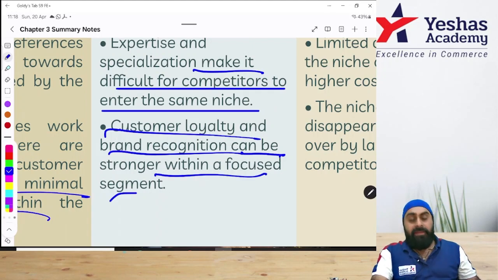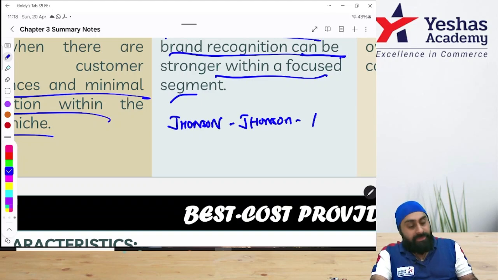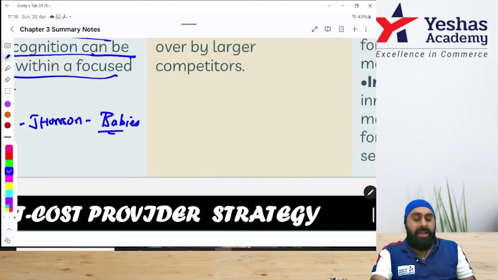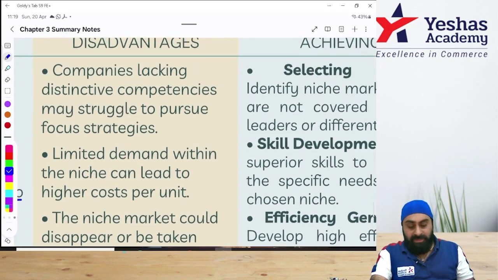Yes, it will be. For example, Johnson & Johnson powder. Is it a focus strategy? Yes, it is focusing on new infants or babies, powder, oil, and everything. So are they charging a higher price? Yes, they are charging a higher price because they know the customer is waiting for us.